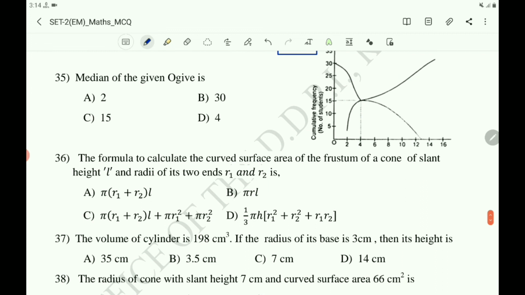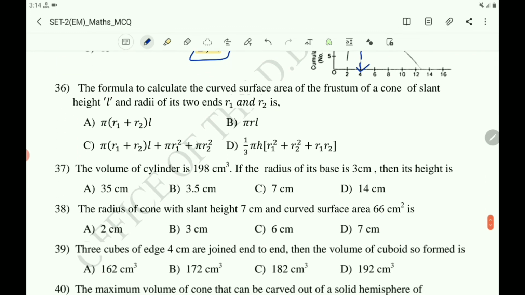Next, take the median of the given OGIVEs. Here, the median means we have to find the x coordinate of the point of intersection. This is the point of intersection and the x coordinate is 4. So the median is 4. Option D.